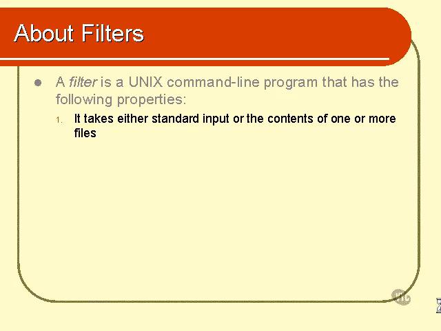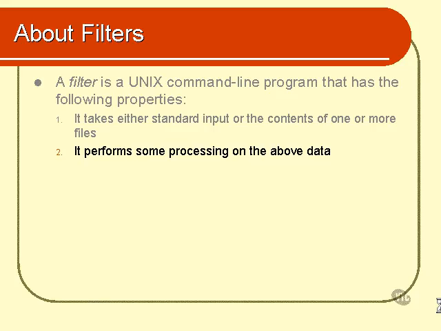The second property that all filters have is that they perform some processing on the above data. In other words, whether the data comes from the keyboard or whether it comes from a file, that data gets processed in some way. And the different processing is what separates one filter from the next. Finally, the filter produces output based on that input. In other words, it produces output which is the results of the processing that it did in step 2.